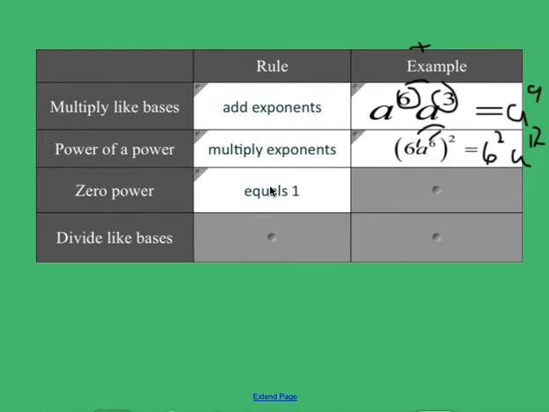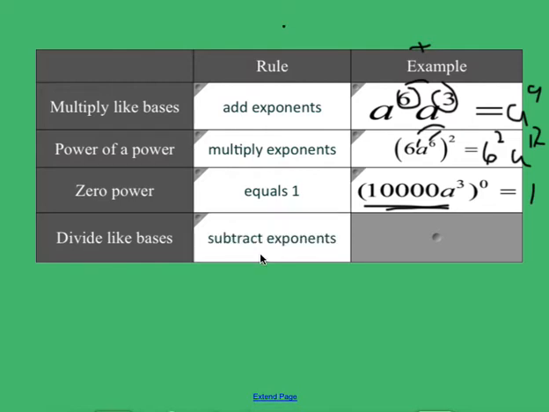Whenever you raise anything to the 0 power, it's just going to equal 1. No matter how large the thing being raised to the 0 power is, it's always going to equal 1. Last but not least, when you divide like bases, you subtract the exponents. So when you have a to the 6th divided by a to the 3rd, 6 minus 3 gives you 3, so that's going to leave you with a to the 3rd.